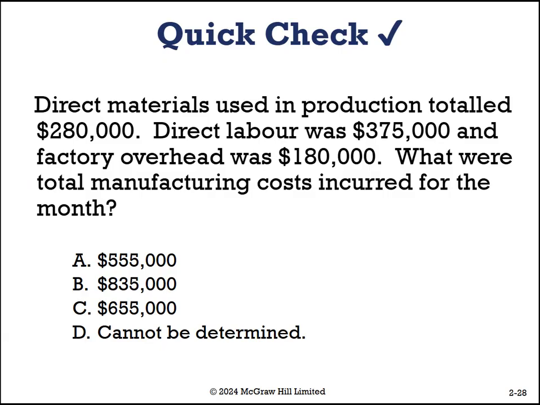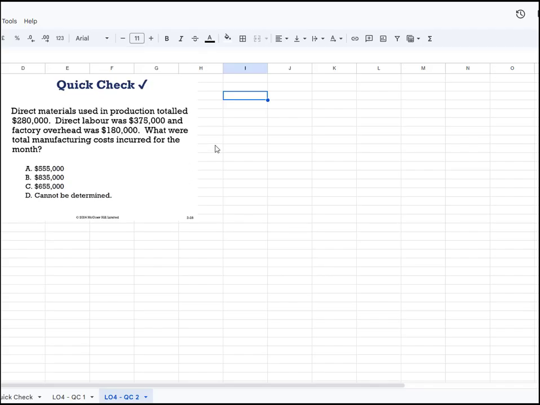Right, second quick check. Direct materials used in production totaled $280,000. Direct labor was $375,000, and factory overhead or manufacturing overhead was $180,000. What were the total manufacturing costs incurred for the month? All right, well, manufacturing costs are direct materials, direct labor, and overhead, and they're all for the same month. So what we're gonna do is we're gonna have our direct material.